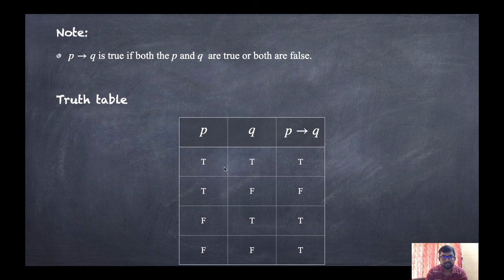Like this. See, both are true, so here it is true. Both are false, so here it is true. Now here it is T and F, so the conclusion will be F. Again, here it is false, true, then the conclusion will be true. Yeah, and this one is important.